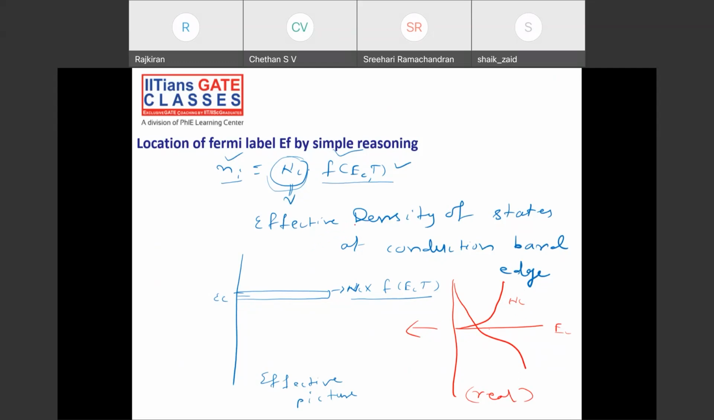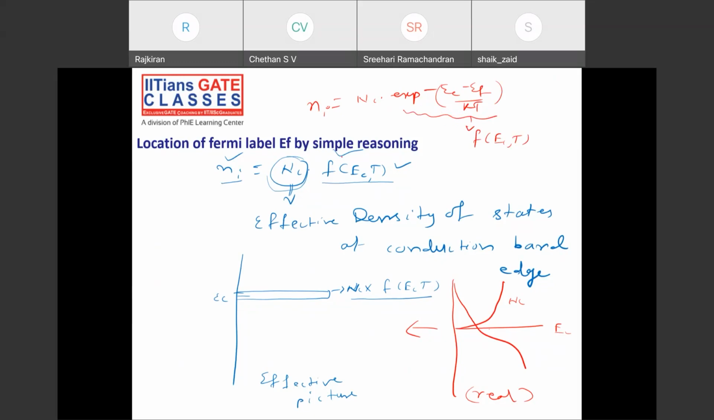Yes. So the thing is, it's a very important formula. ni is equal to Nc into exponential of minus (Ec minus Ef) by kT. This is nothing but f(Ec), the Fermi-Dirac function at the conduction band at temperature T. Clear?